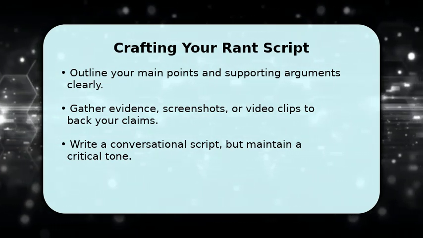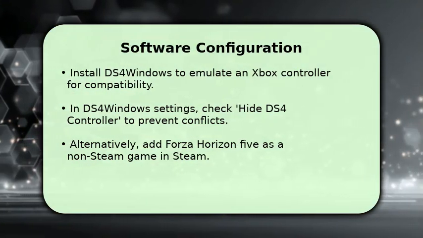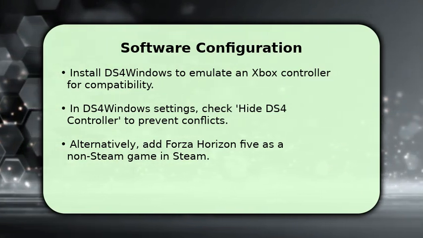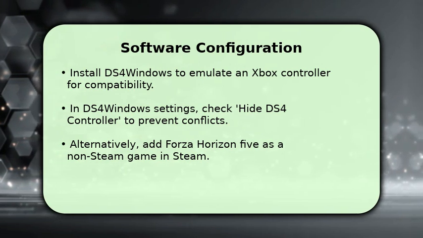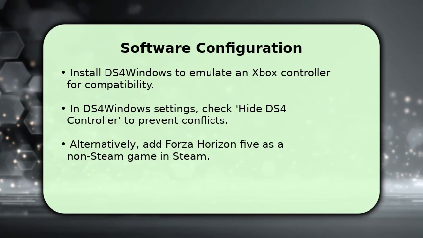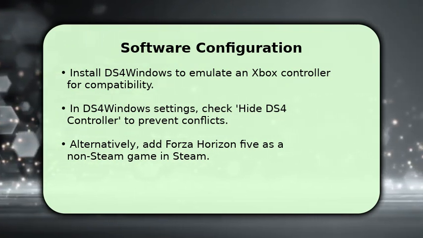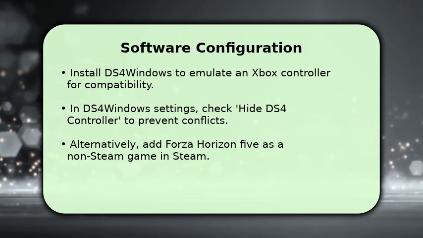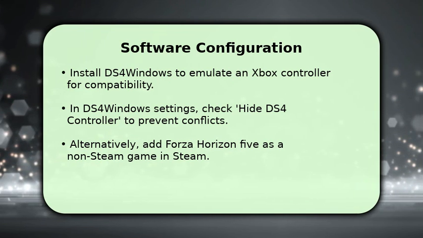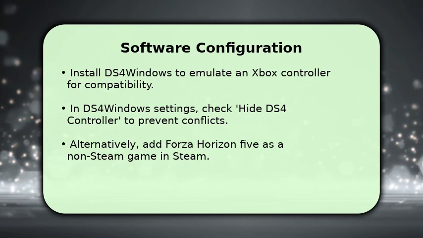To ensure full compatibility, you'll need to configure some software. DS4 Windows is a popular tool that makes your PS4 controller act like an Xbox controller, which Forza Horizon 5 natively supports. After installation, open DS4 Windows and check the Hide DS4 controller option in Settings to avoid input conflicts. If you own the game on Steam, you can also add it as a non-Steam game and enable PlayStation controller support through Steam's Big Picture Mode settings.